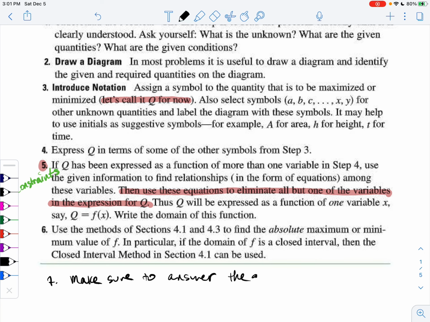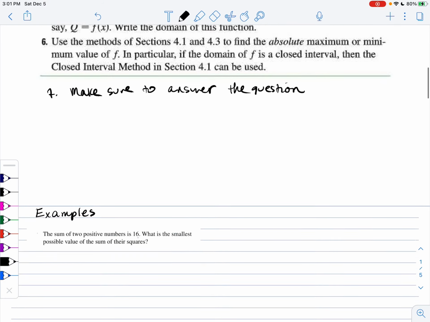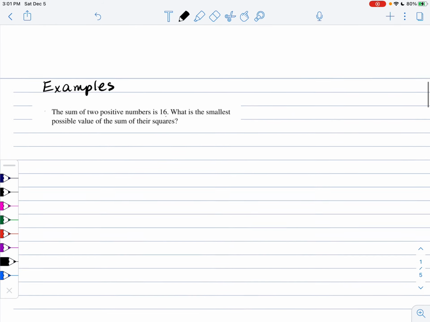And what do I mean by that? Sometimes it'll ask for the dimensions of a box that might maximize the area, or it might actually say provide the maximum area. So those are two different ways of responding, but you want to make sure to answer the question. Okay, so I've got a couple of examples here that we will go over to demonstrate the procedure.